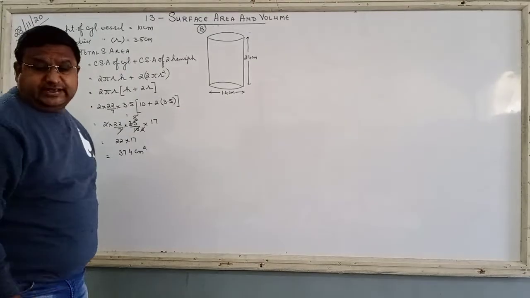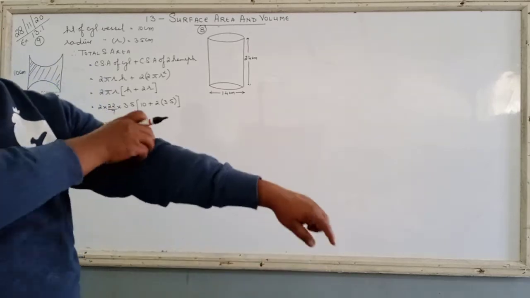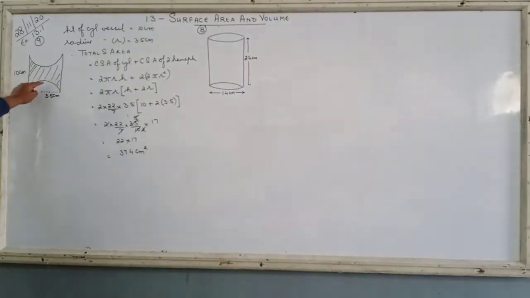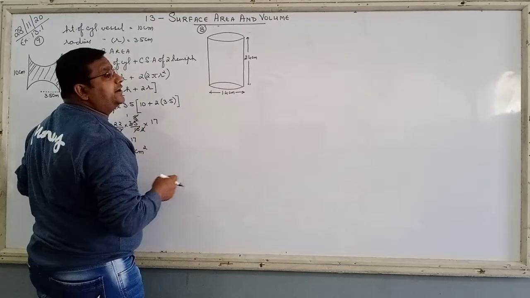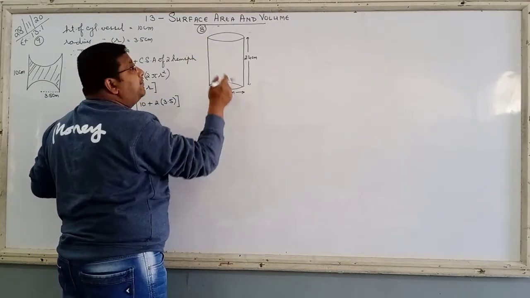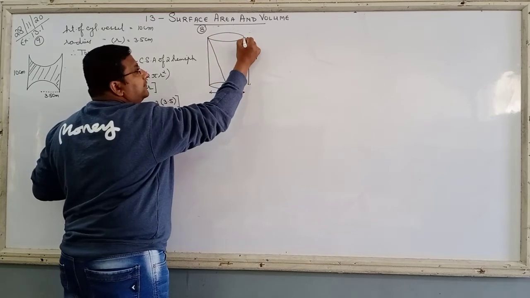Right? From this he says a conical cavity of same height and same diameter is hollowed out. Here two hemispheres were taken away. Now here a cone is taken away. A conical cavity of same height and same diameter. So this is a conical cavity that is taken away.